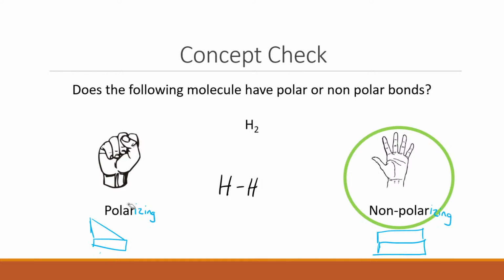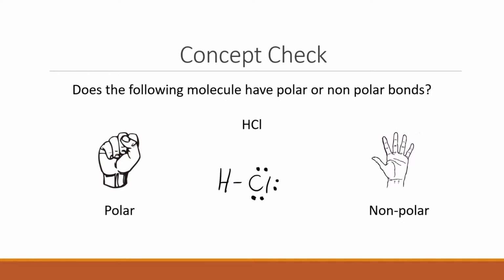Right? We're not going to... This is not short for polarizing and non-polarizing, but it is a good way to talk about the differences between those two terms. Right, this bond, because we have the same thing on either side, means that these electrons are smack in the middle, making it a non-polar bond, even distribution.